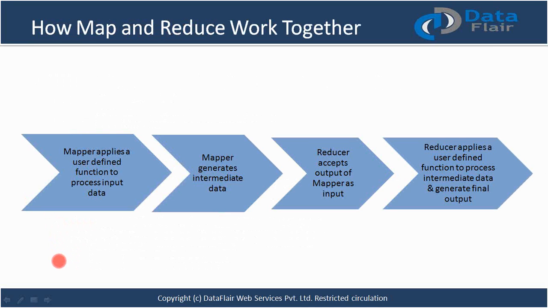Now, how does MapReduce work together? Just a small flow I'm showing you. The mapper applies a user defined function to process the input data, whatever input data you have in the HDFS. The mapper will apply a user defined function to all the input data in parallel, distributed. The mapper generates intermediate output. The reducer will accept the same intermediate output, that is the output of the mapper, as an input. Finally, the reducer applies a user defined function to process the intermediate data and generate the final output.